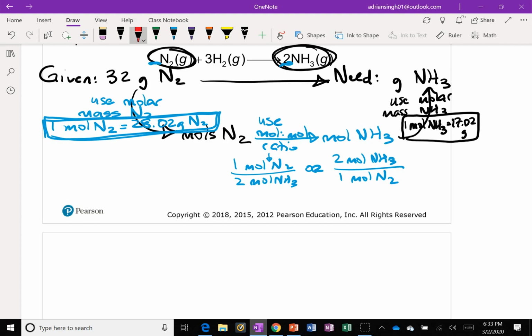All right, so let's set it up and see how it makes sense, both in terms of the units, but also in terms of the relationships that we're using. So we start with what's given. We have 32 grams of nitrogen. And our first conversion factor here comes from our molar mass. We're going to take this and stick it in.